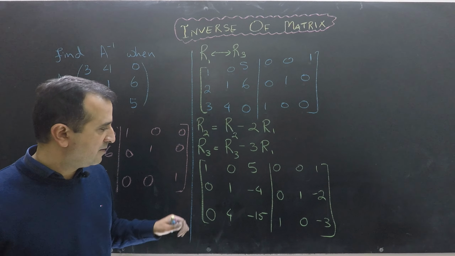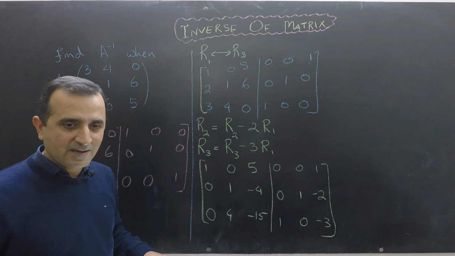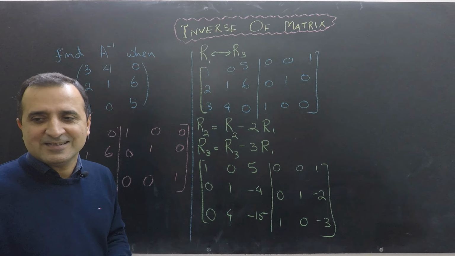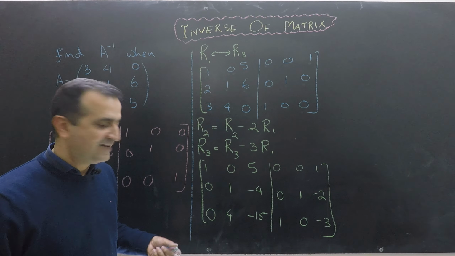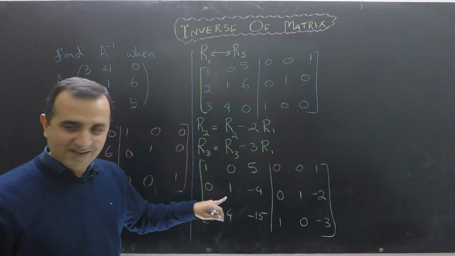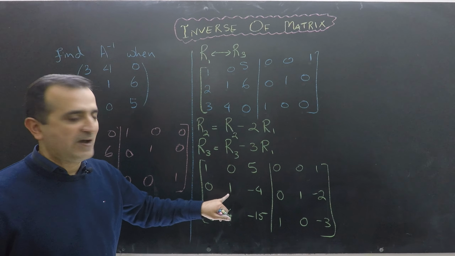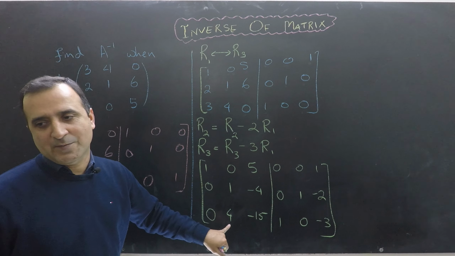Can we swap? No. We can multiply by 0. No, multiply by 0 is not allowed, remember? So any other suggestions? We can multiply the second row by 4 and subtract it from the third row. Yes, so we will multiply the second row by 4, so this will become 4, and then subtract from the third row, so this will become 0.